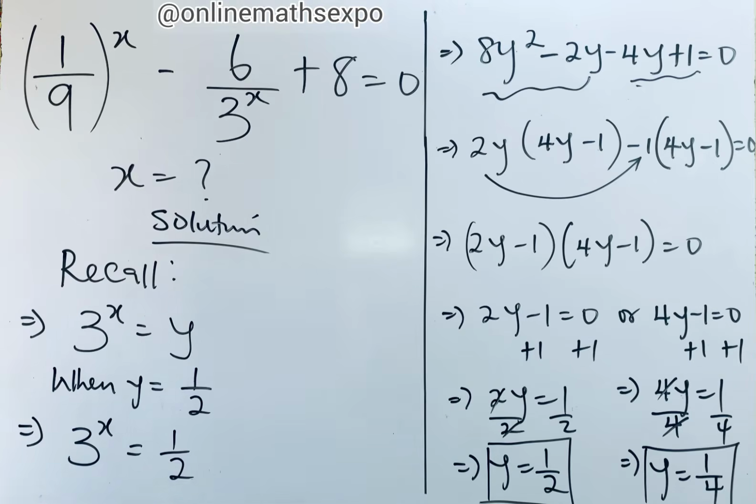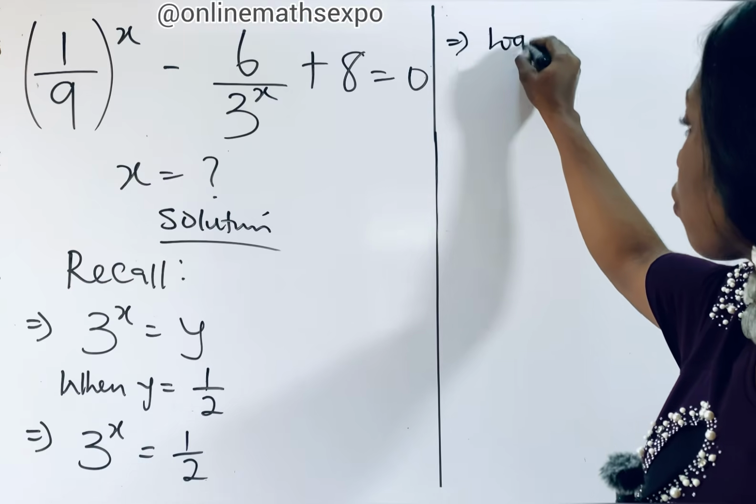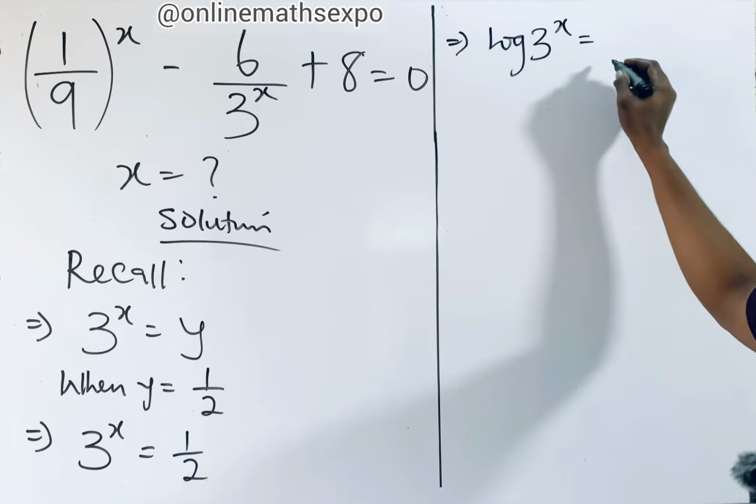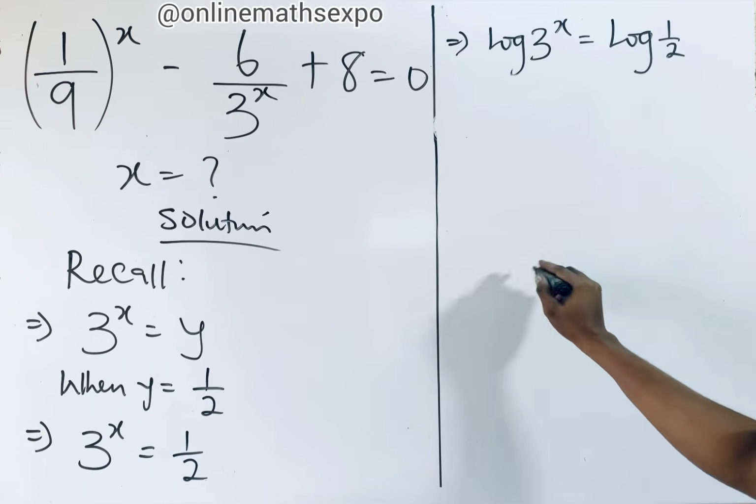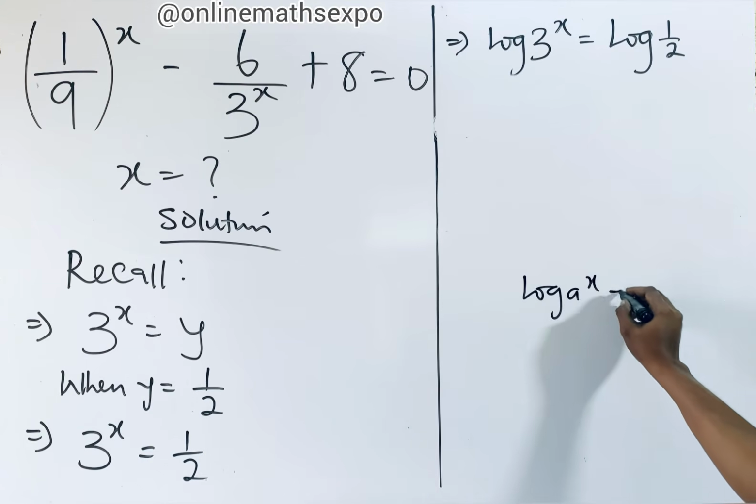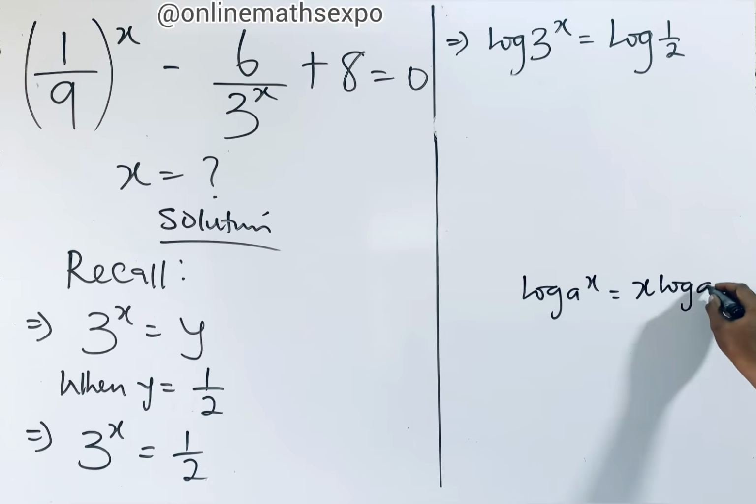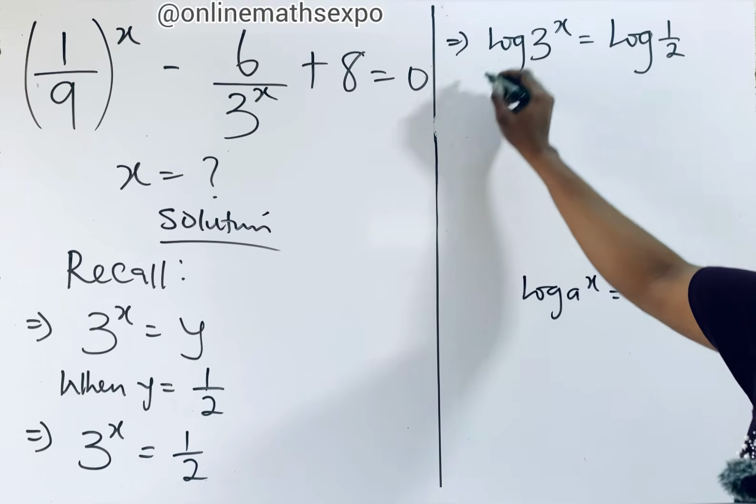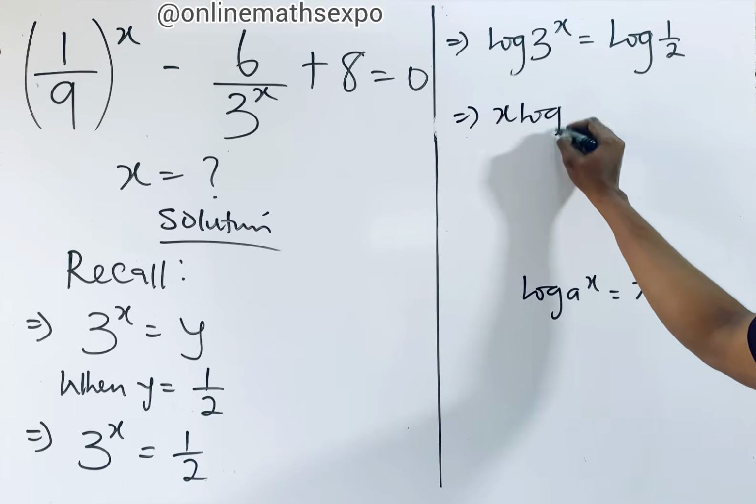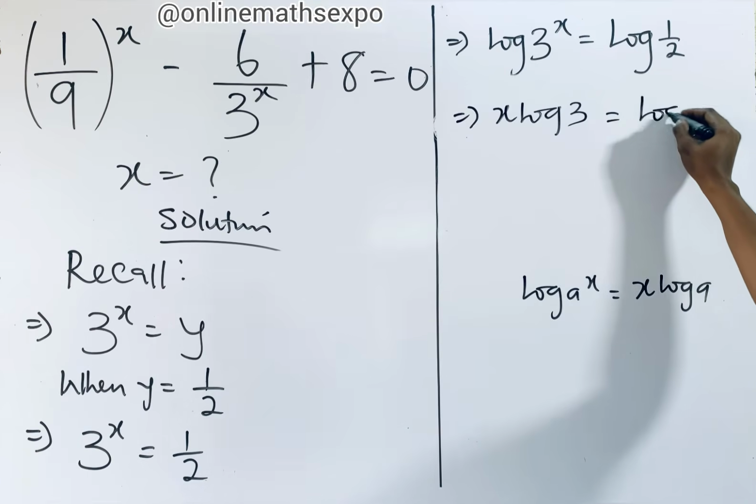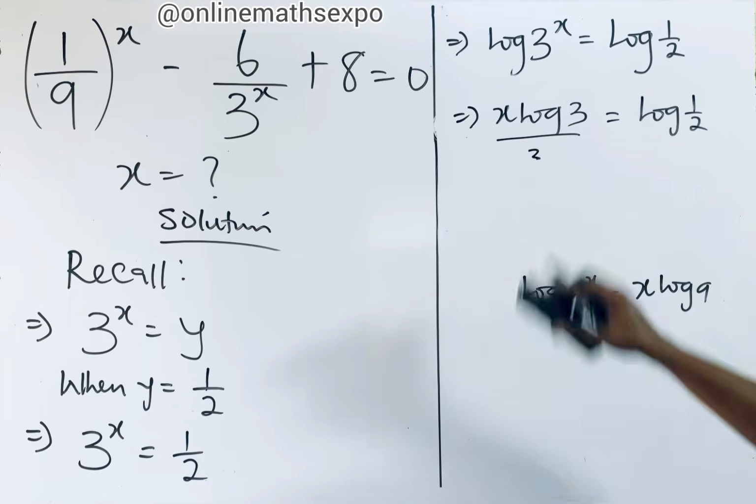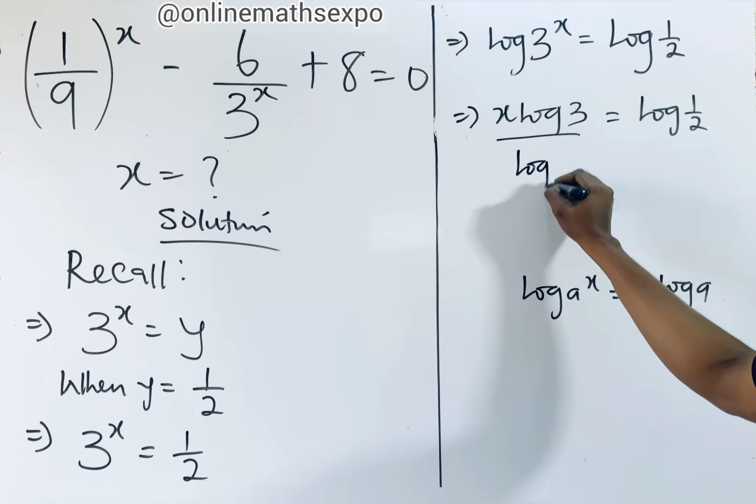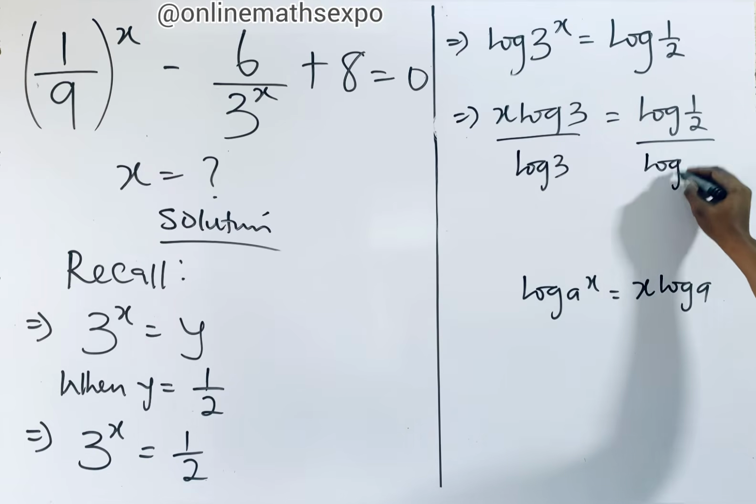Now what do you do? To get your x, take the logarithm of both sides. We have log of 3 to the power of x is equal to log of half. Remember, for every log of a to the power of x, it is x log a. So here, this multiplies, you are going to have x log 3 is equal to log of half. So to get your x, divide both sides by log of 3.